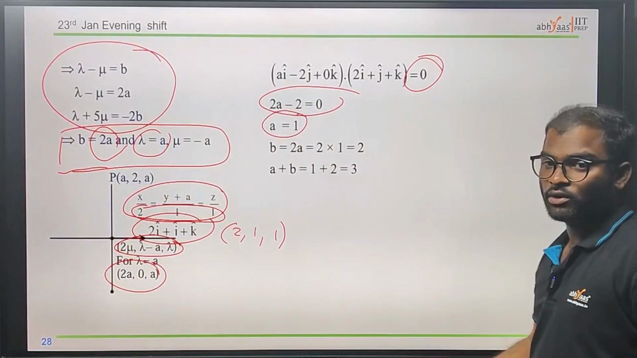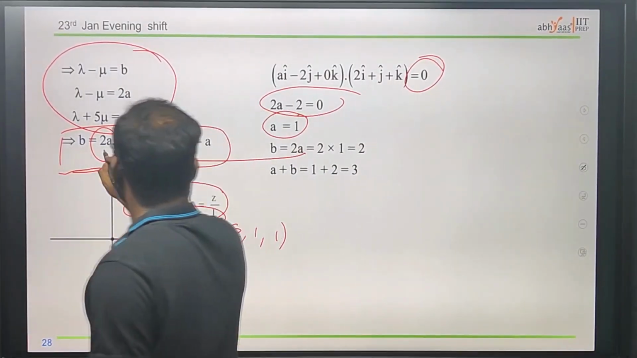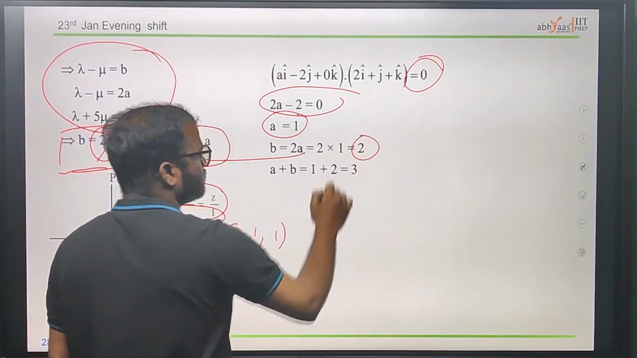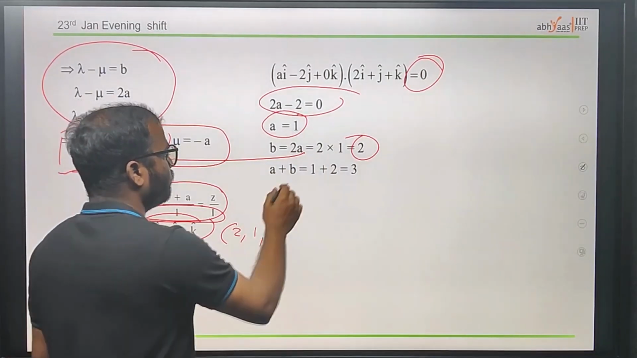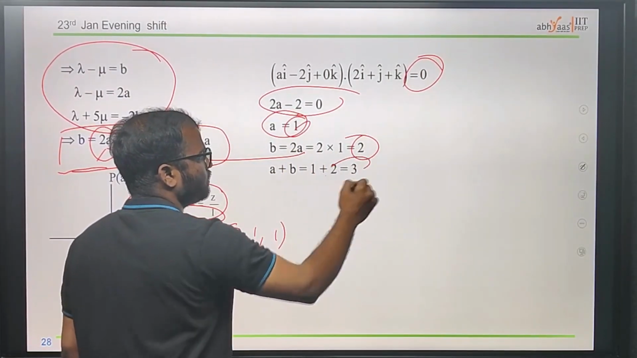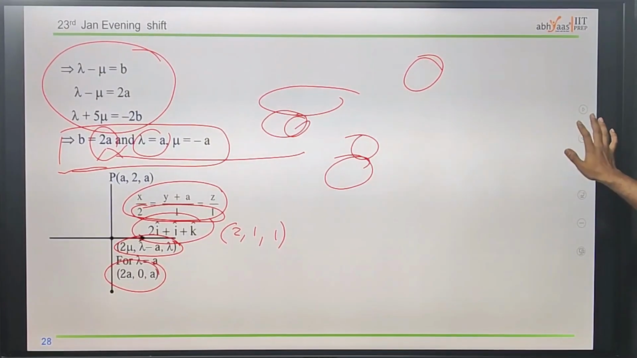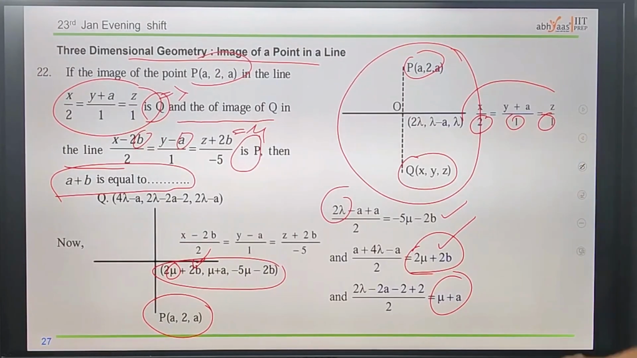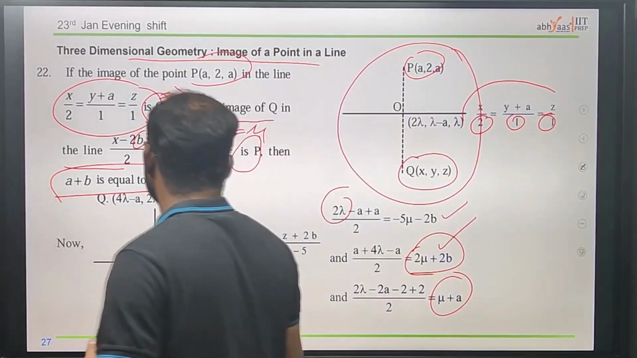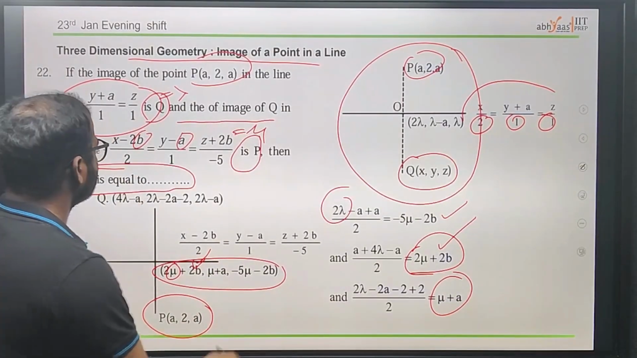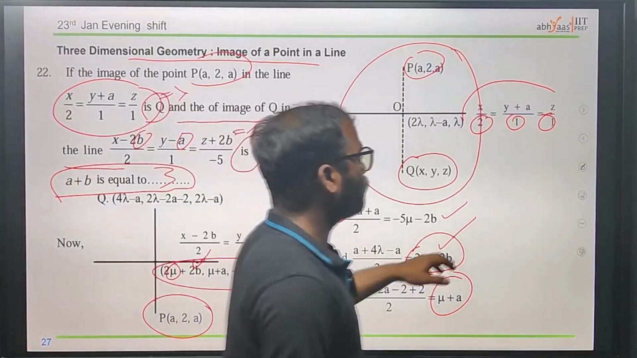Now we got the a value. Substituting it here, we get b as 2. Therefore we got a as 1 and b as 2, so the answer will be 3. That's how we solve this question. It is a lengthy one, but you have to understand what is happening in this geometry. The answer will be 3. I hope you understand.